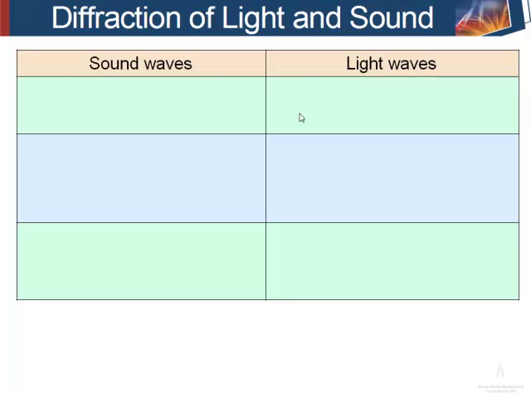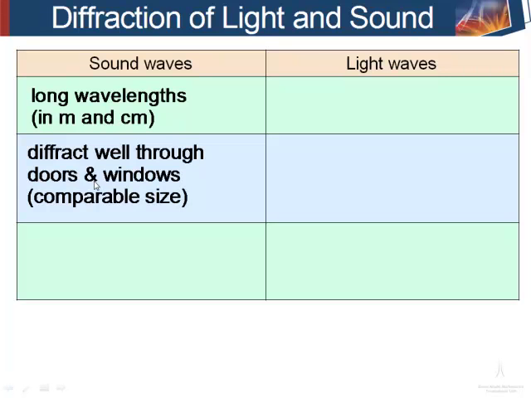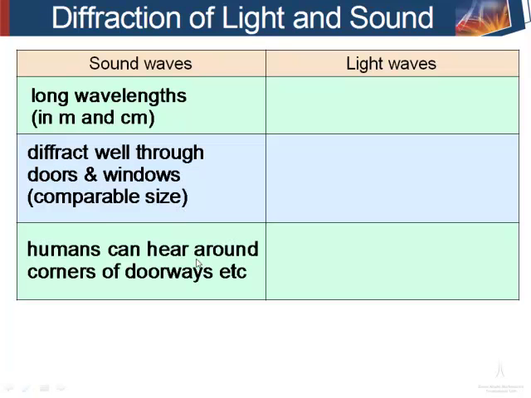What about diffraction of light and sound waves? Let's do a quick comparison, starting with sound waves. Sound waves are known to have long wavelengths. These can be measured in centimeters, sometimes even in meters. And because of that, they diffract very well through doors and windows of comparable sizes. This means that humans can hear around the corners of doorways, etc. In fact, you can even hear someone outside a room.